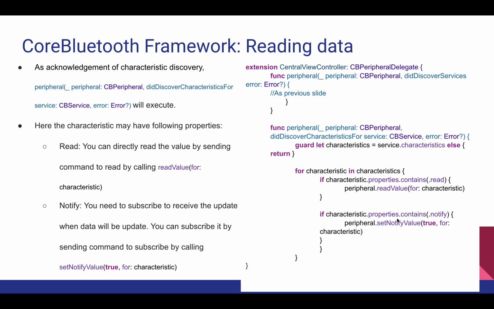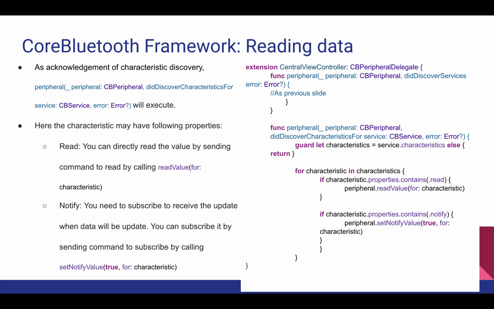If it contains notify, it means we can subscribe to the property. If it contains write, it means we can write the property. Otherwise, we can't do such type of operation. So checking this type of permission, checking this type of property, is an essential part of our coding, right?